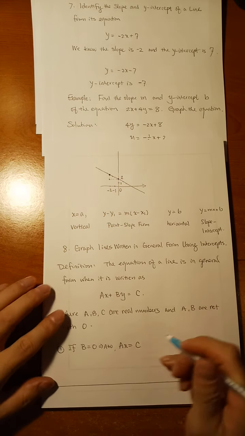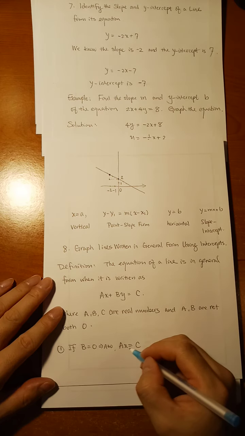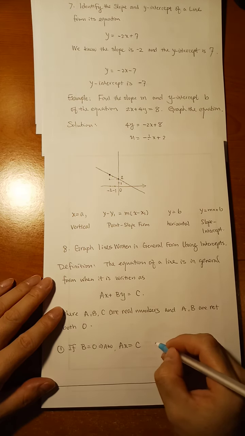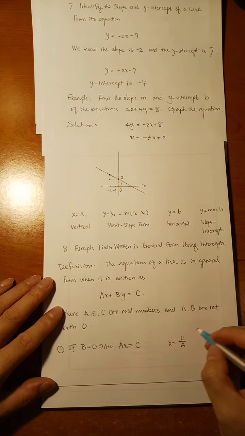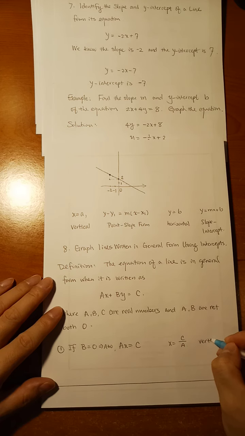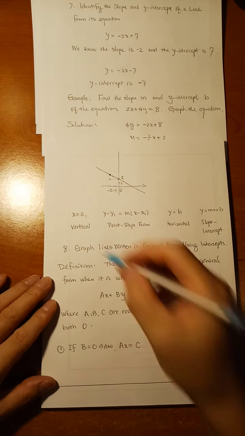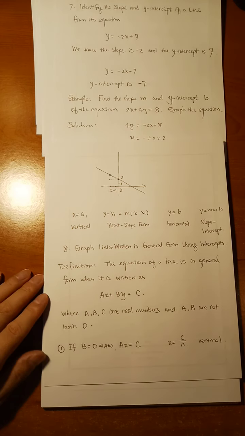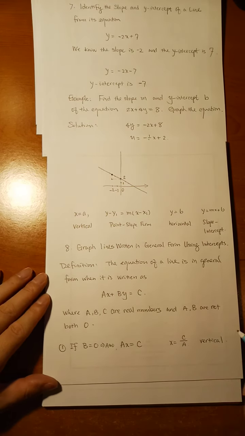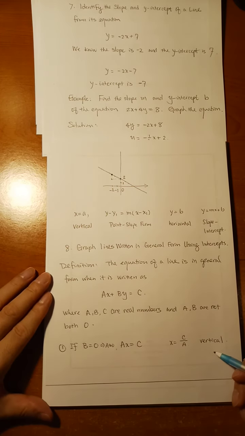AX equal to C. We divide this equation by A, and we will get X is equal to C over A. This is a vertical line. Right? X equal to a number. C over A is just a number. So if B is 0, it is a vertical line.